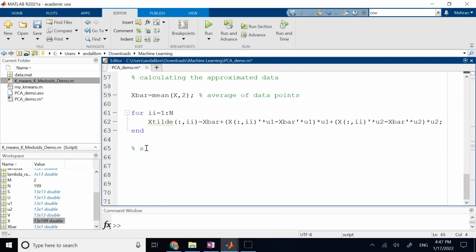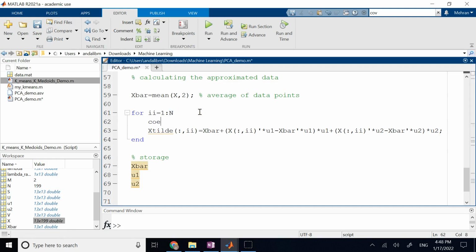So I can add something, say storage. If I want to do storage, I need to do x bar, u1, u2, and then all of these coefficients. So what I can do is use some coefficient matrix. And for this coefficient, once I go for i of 1, then the coefficient of i and 1 is going to be this guy.